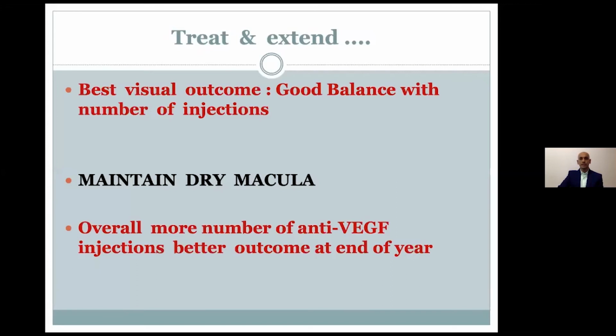In pro re nata, the patient might drop out and come to you late, and may not have continuous treatment. The macula may not be dry most of the time. So the overall results may not be as good as with the treat and extend protocol. It has also been seen that the more injections the patient receives, the better the outcome at the end of 6 months and 1 year. In fact, the number of injections a patient receives in the first 6 months determines the whole course of retinal vein occlusion.